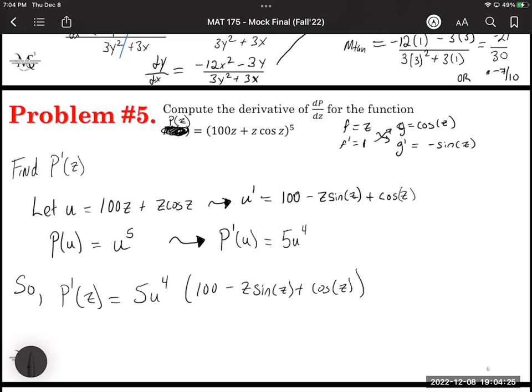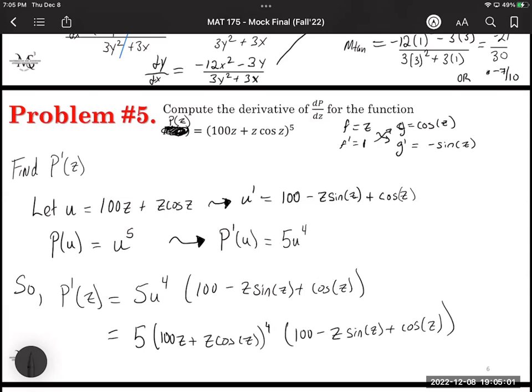One last thing to note here is that everything has to be written in terms of z. Because we originally let u be 100z plus z cosine of z, this is going to be 5 times (100z plus z cosine of z) raised to the 4th power. And then you write out your u prime, that's the 100 minus z times sine of z plus cosine of z. Okay, and that'll be your answer.